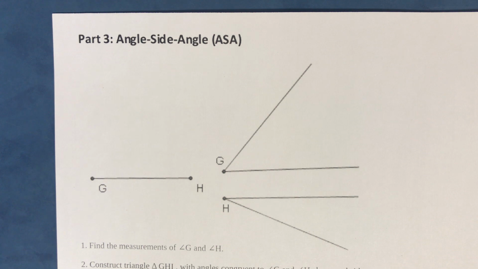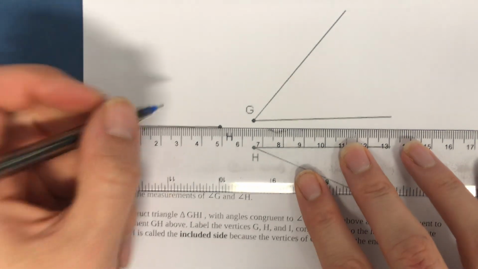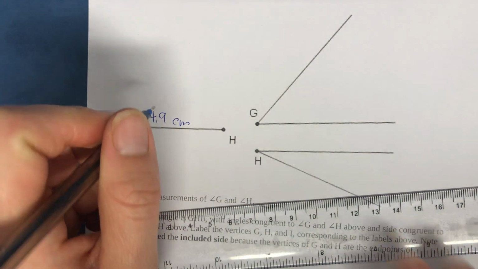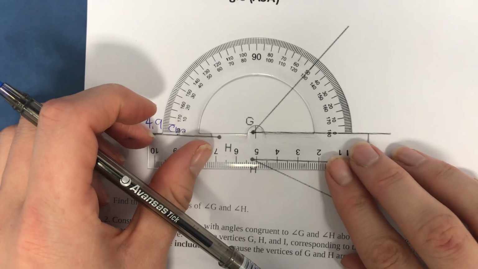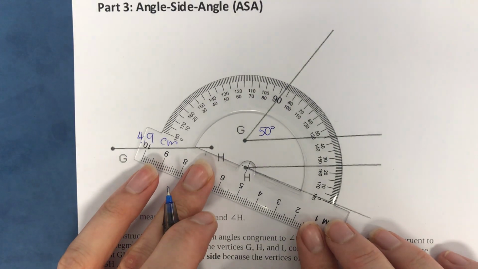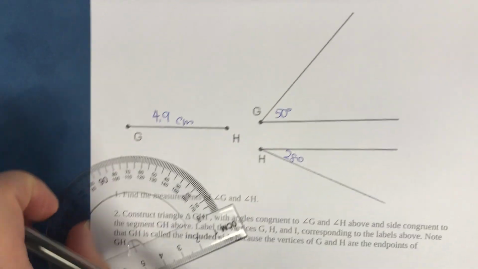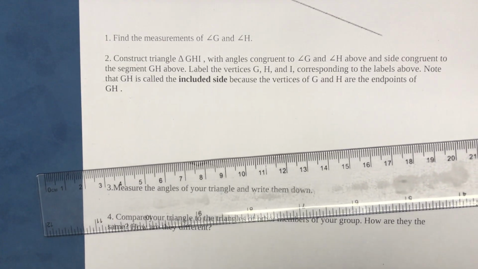Last one, angle, side, angle. So we're also going to construct a triangle for this one. This one's a bit easier because we have now just one line segment and then two angles. So measuring GH, we get about 4.9 centimeters. If I measure angle G, spot on 50 degrees. And if I measure angle H, about 28 degrees. So we'll use those to help us to construct our triangle.